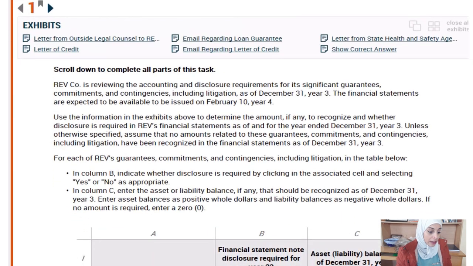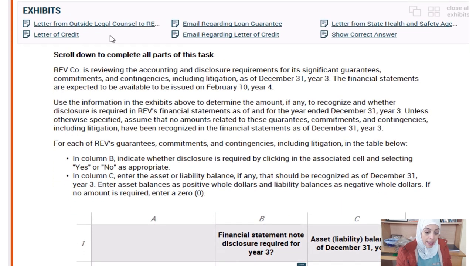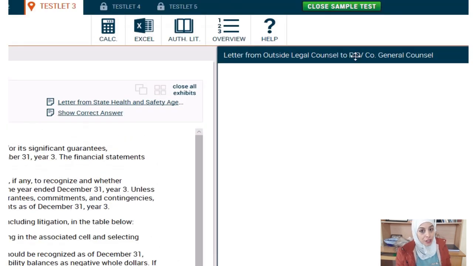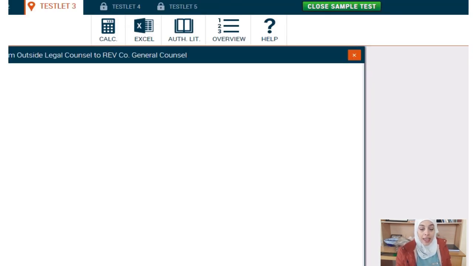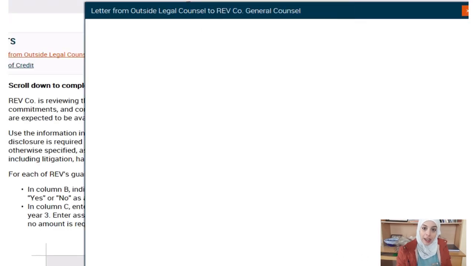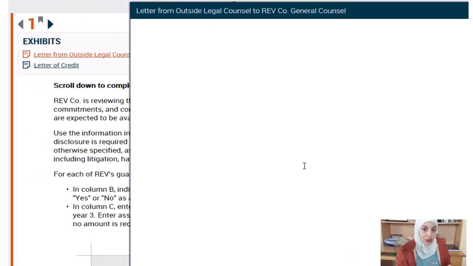So let's open the letter from outside legal counsel. What you should do is try to find any information that talks about the copyright infringement, and based on the provided information, determine whether a disclosure is needed and the related amount. And for sure, what you have to do is apply what you learned, okay? You're not going to reinvent the wheel. What you learned, you should apply.